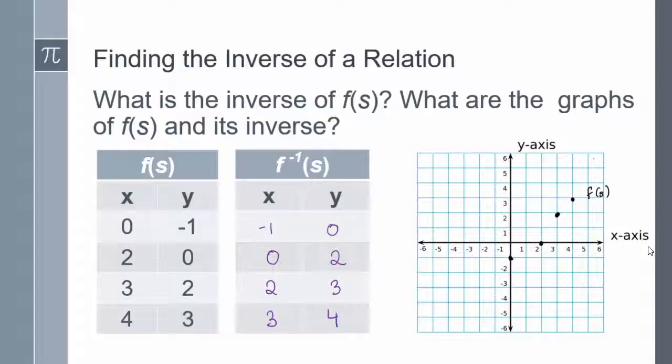Now let us graph the inverse function of s. Here are the points for the function f inverse of s. Notice that the inverse of the function f of s is a reflection across the line y equals x, in that their distance from the line of symmetry y equals x is the same.